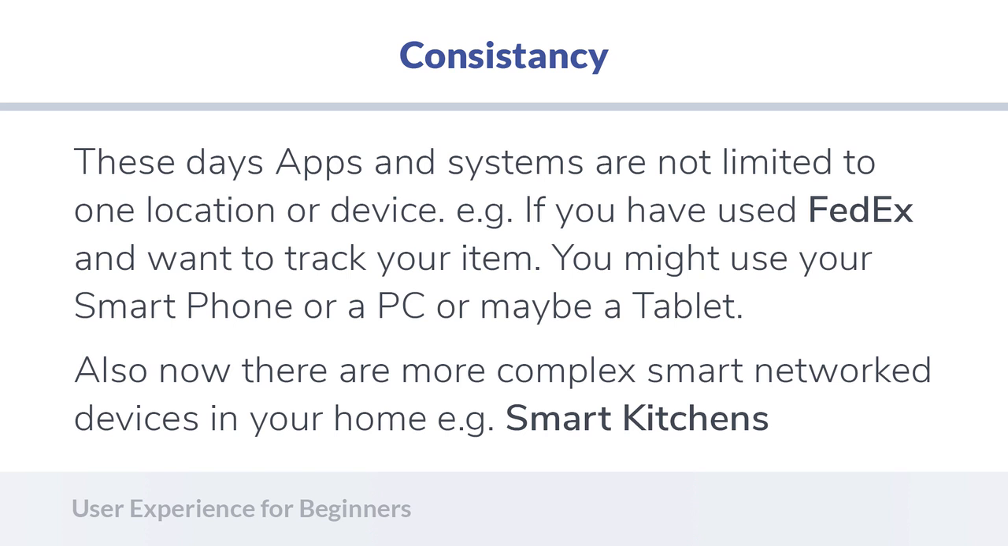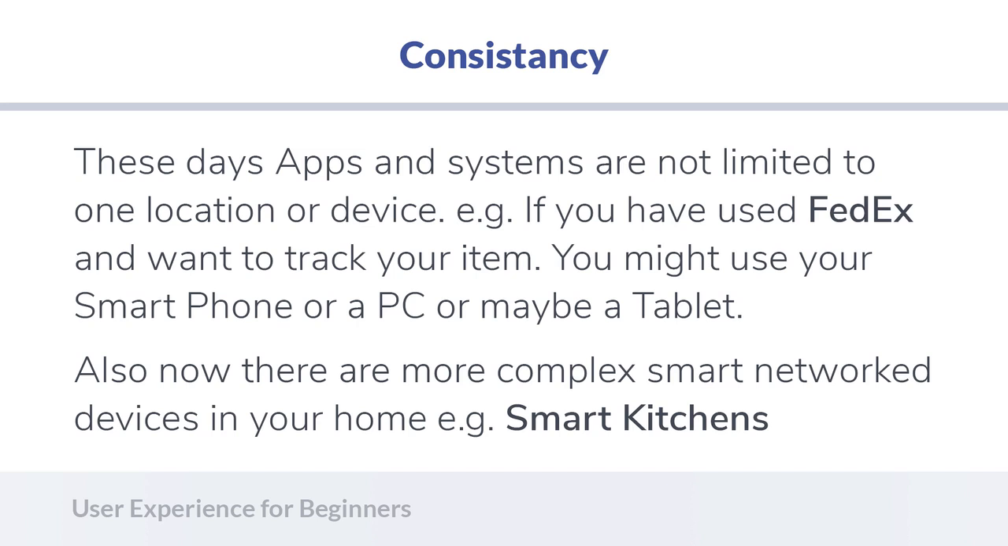Now the apps and systems are connected and everything can be tracked or located from just one interface. Also, one app is not limited to one device. You can use WhatsApp on your PC, on your tablet, on your mobile phone, iPhone, iOS, Android. So one app or one product is being used on different platforms.